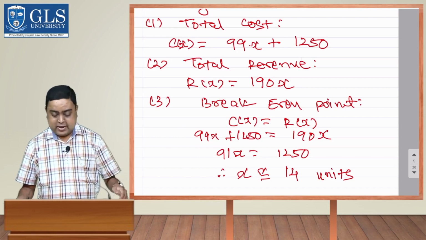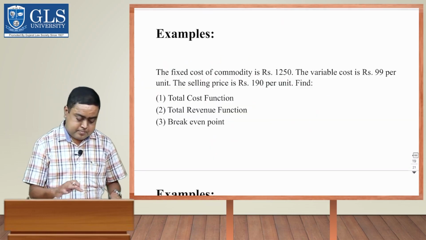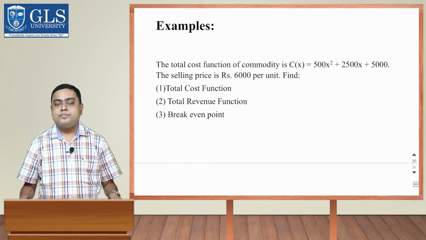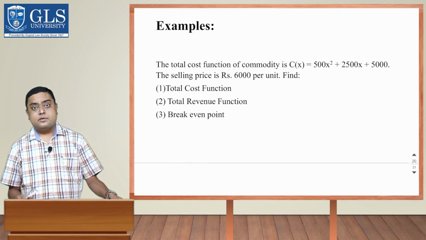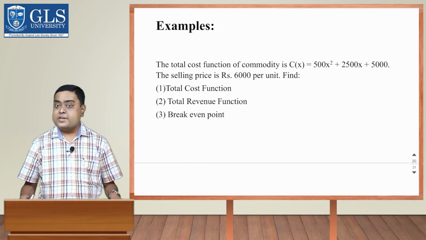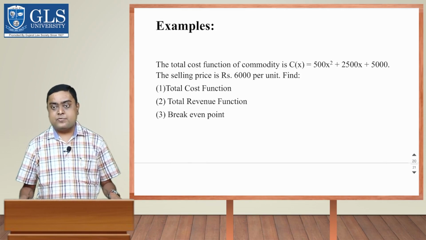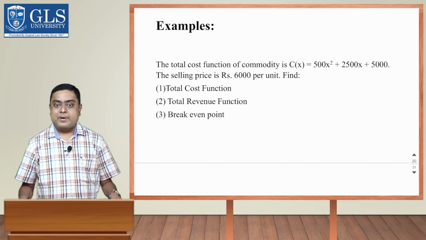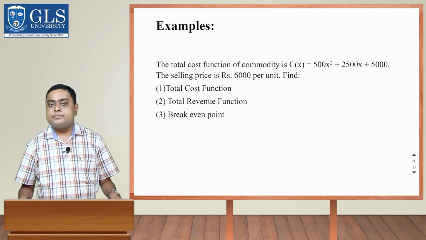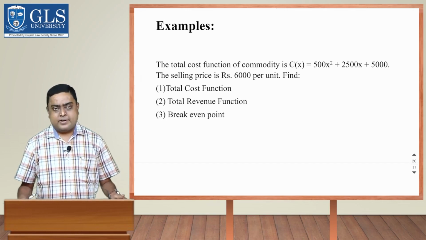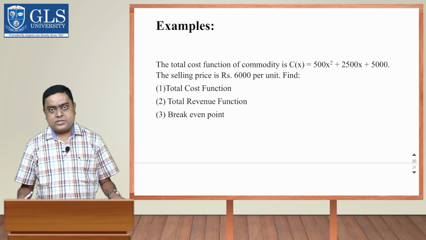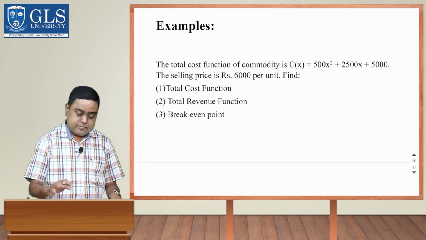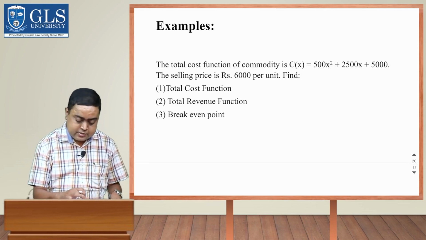Let me take one more example. In this example, you are given the total cost function as 500x square plus 2500x plus 5000. Selling price is rupees 6000 per unit. And we determine the total cost function, total revenue function along with the break even point. So let's see the solution.